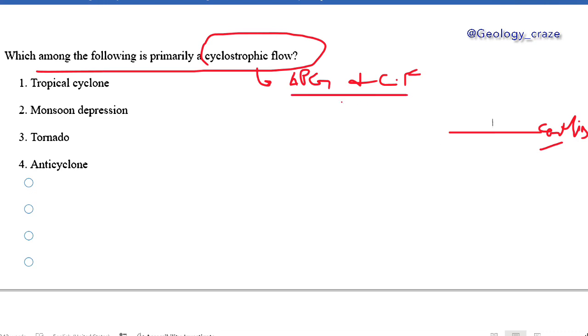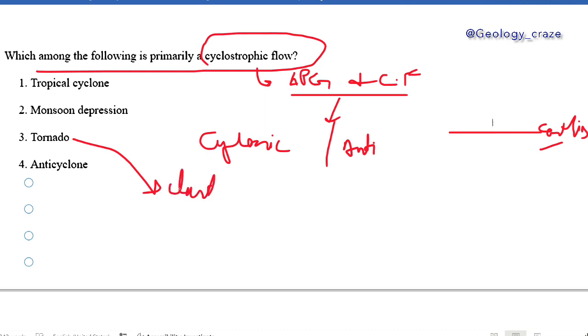And they are generally cyclonic and anticyclonic, like tornado, dust devils, water spouts.